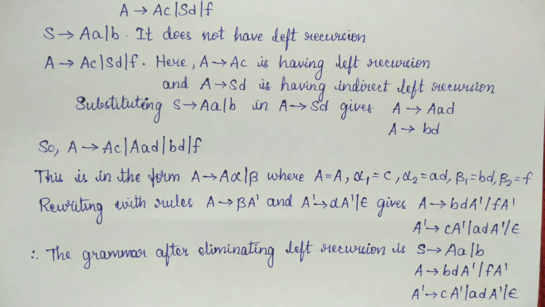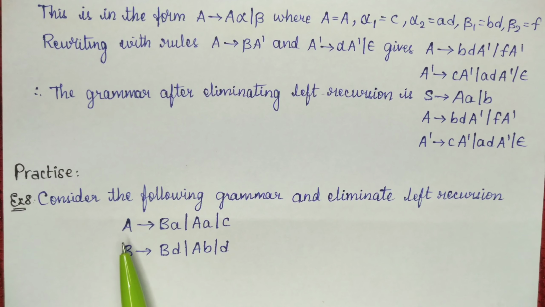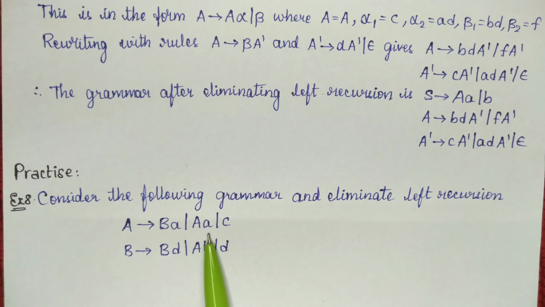So this is all about left recursion and elimination of left recursion. Now consider the grammar: A produces BA or AA or C, and B produces BD or AB or D. Eliminate the left recursion, and let me know the final grammar in the comment section.